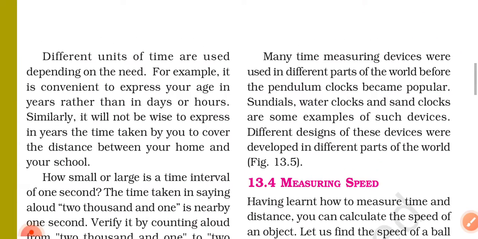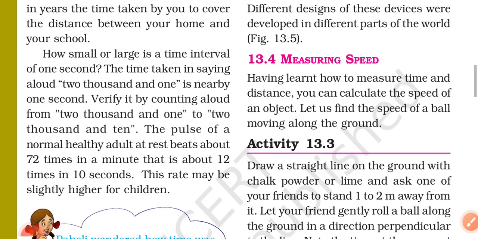Many time measuring devices were used in different parts of our world before the pendulum clock became popular. Sundials, water clocks, and sand clocks are some examples of such devices. Different designs of these devices were developed in different parts of the world. Figure 13.5. Measuring speed.